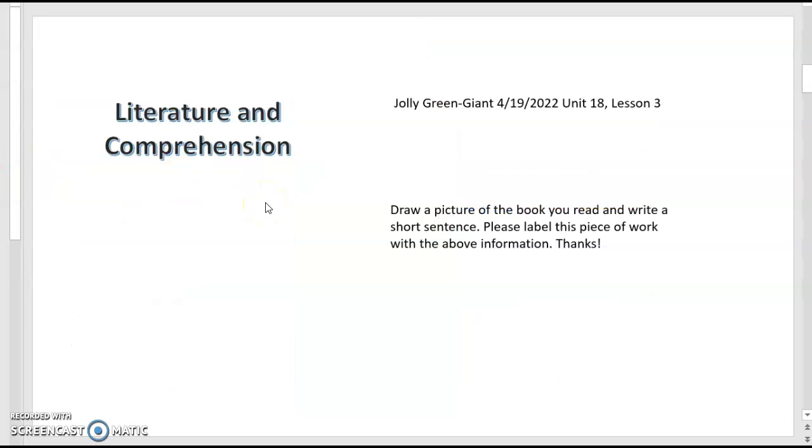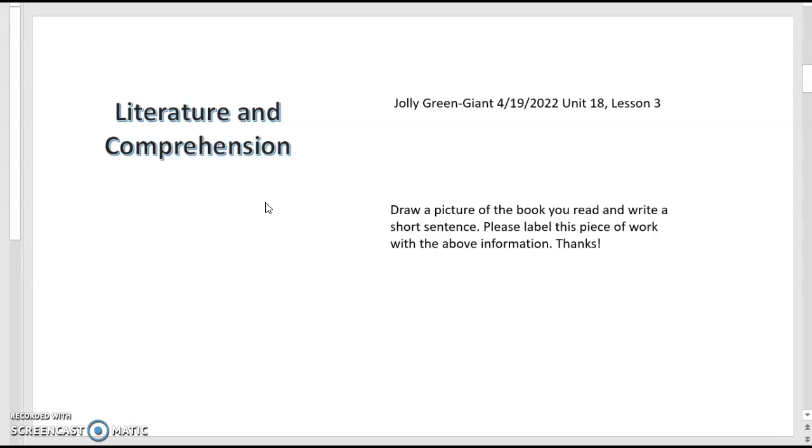Literature and comprehension is a little bit different. It is also April 19th, Unit 18, Lesson 3. This time, though, since it is a choice, please draw a picture of the book you read or the character or something to do with the book or the story, and then just write me a sentence.